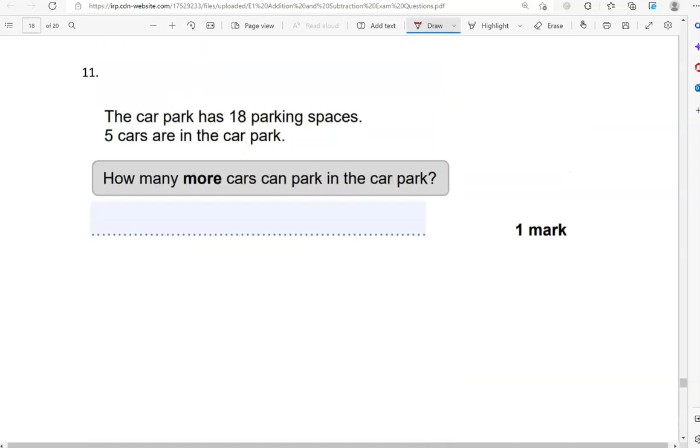The car park has 18 parking spaces. 5 cars are in the park. How many more cars can park in the car park?